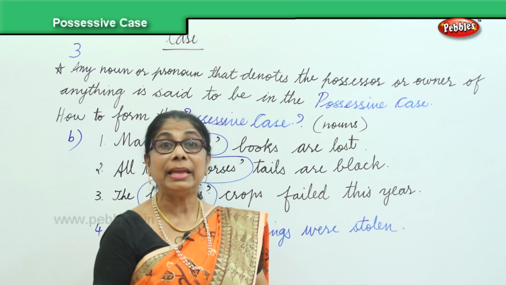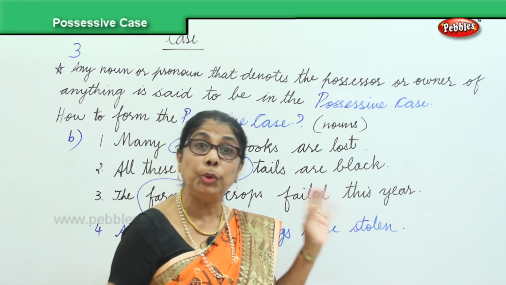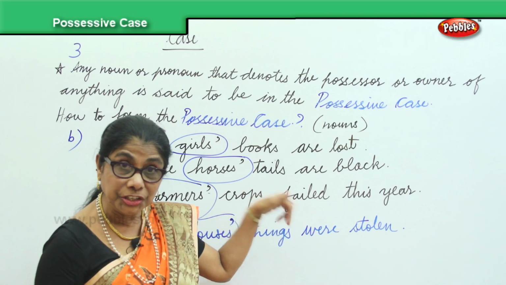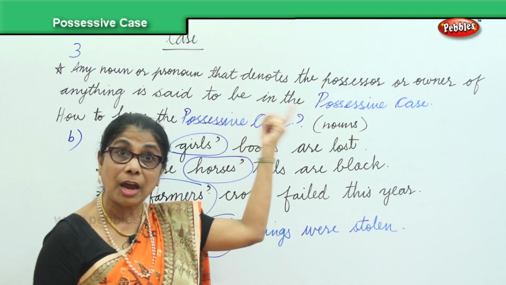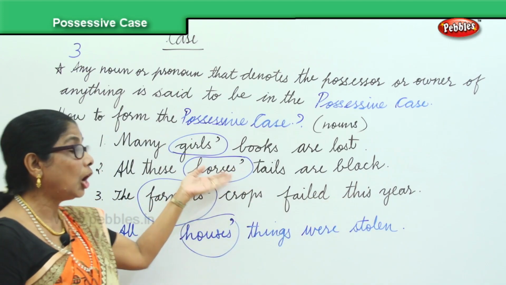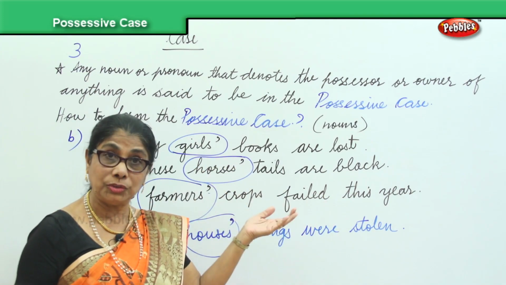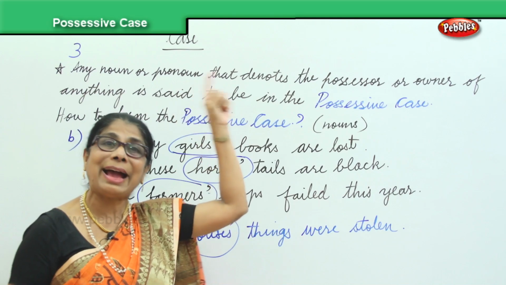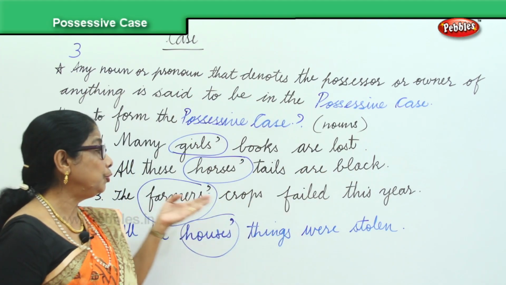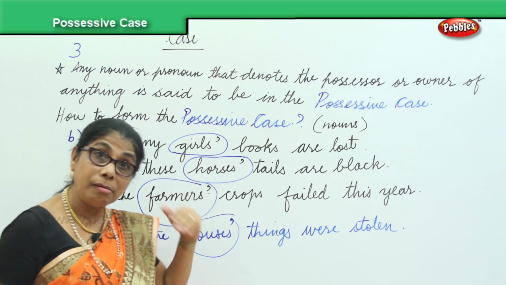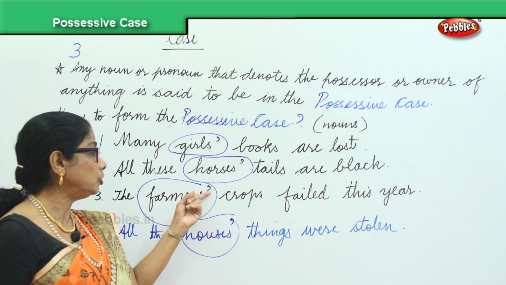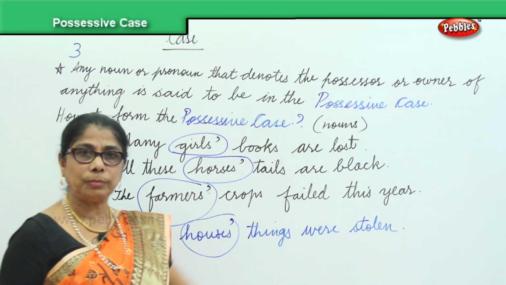Singular possession. Here, the nouns are plural. Therefore, you will write girls and the apostrophe outside, because all the girls' books were lost. When you say horses, many horses, the apostrophe is outside. All the horses' tails are black. When you talk about farmers, all the farmers, many, more than one farmer, the apostrophe comes outside. All their crops have failed.